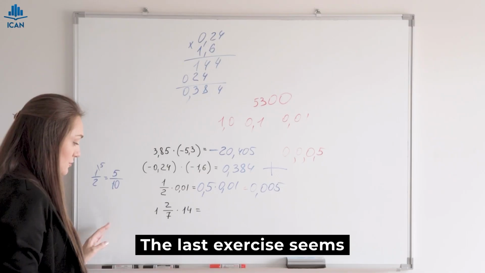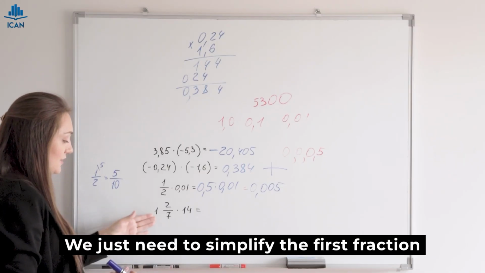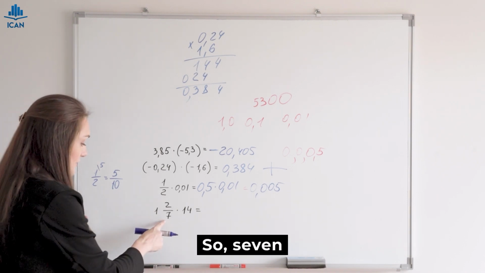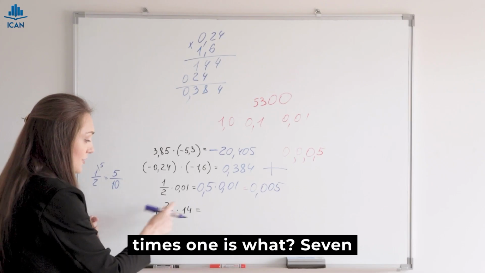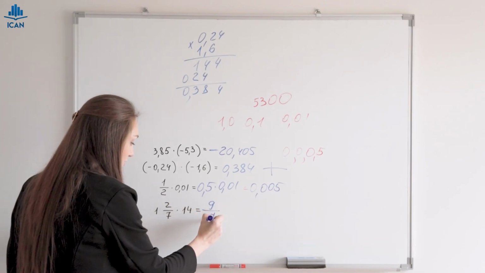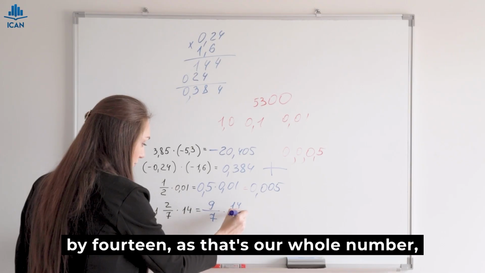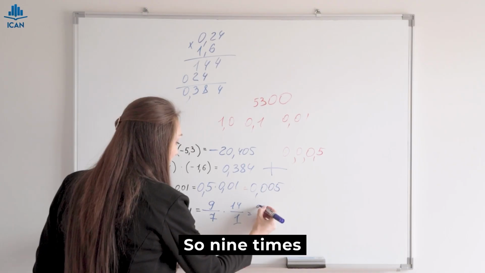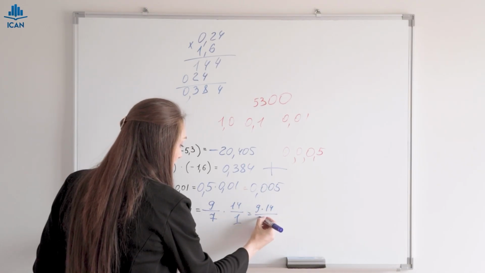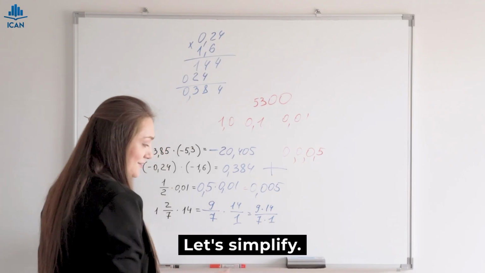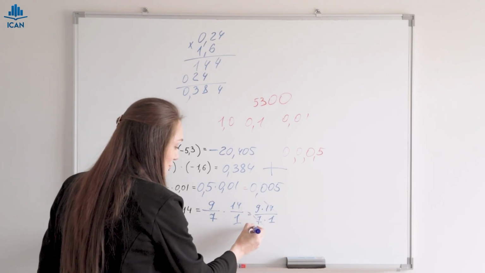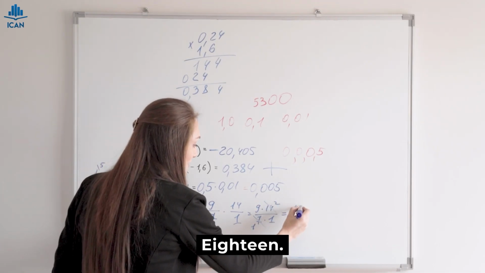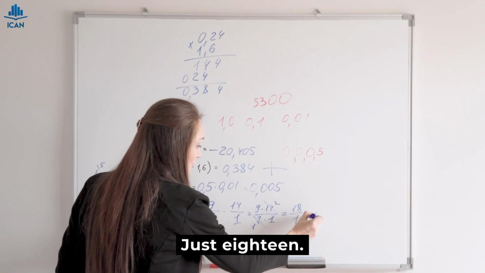The last exercise seems hard, but it's actually very simple. We just need to simplify the first fraction to a regular one. So 7 times 1 is what? 7 plus 2, 9/7. We multiply by 14 as that's our whole number, right? So 9 times 14, 7 times 1. Let's simplify. 1 here, 2 there. 9 times 2. What's that? 18. Just 18.